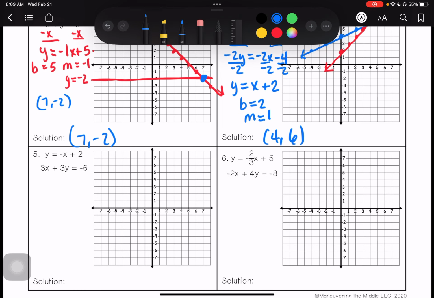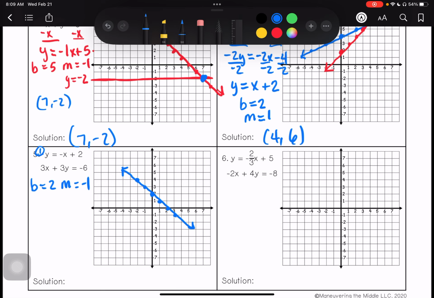Number 5, I'm going to graph the first equation. My y-intercept is 2. My slope is negative 1, which is a rise of 1 to the left because it's negative, or down 1 to the right. And draw your line.